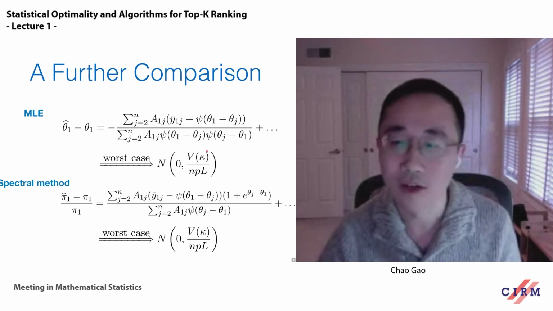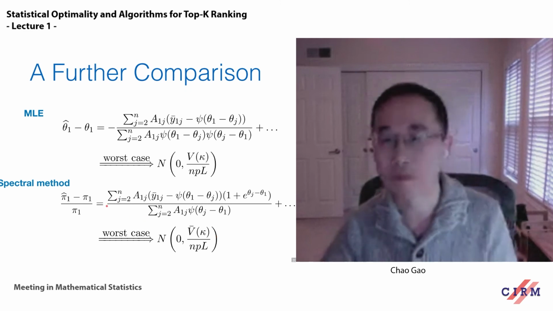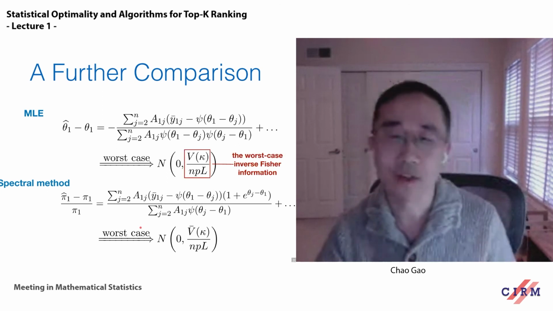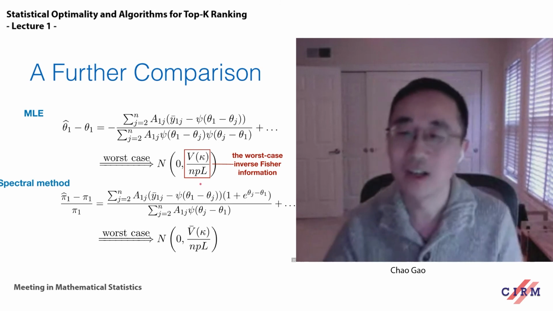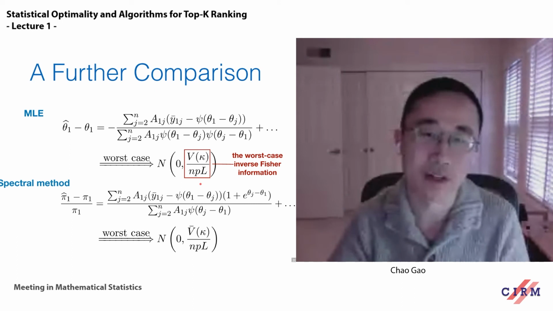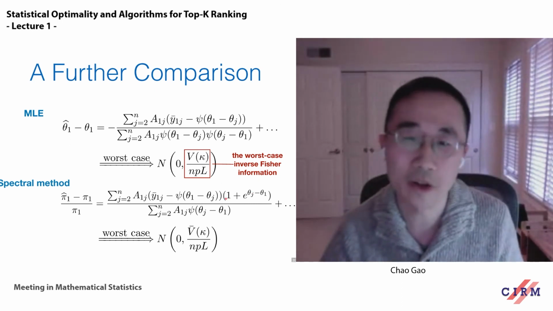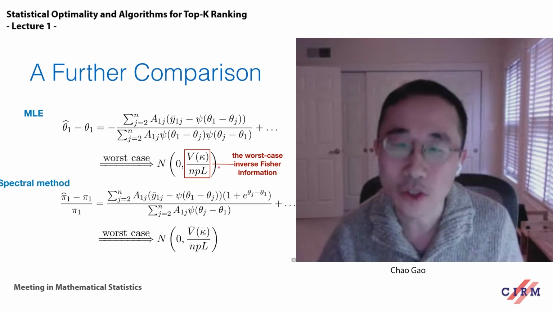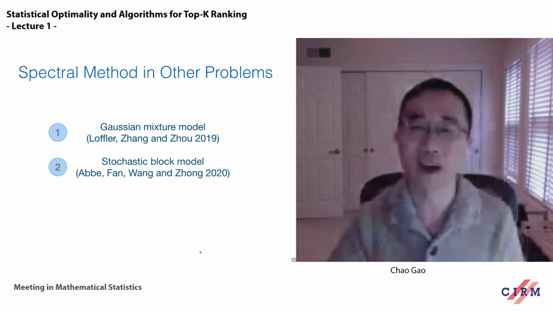So now you can directly see why the two methods differ. Basically, the variance of the spectral method is not optimal. Moreover, you can also understand why the maximum likelihood estimator is optimal, because this is exactly the worst case inverse Fisher information. That's why it is optimal. Of course, our proved lower bound is not based on Fisher information, but on a hypothesis testing argument. But at least this intuitively tells you why the maximum likelihood estimator is optimal. Okay, this is my last slide.